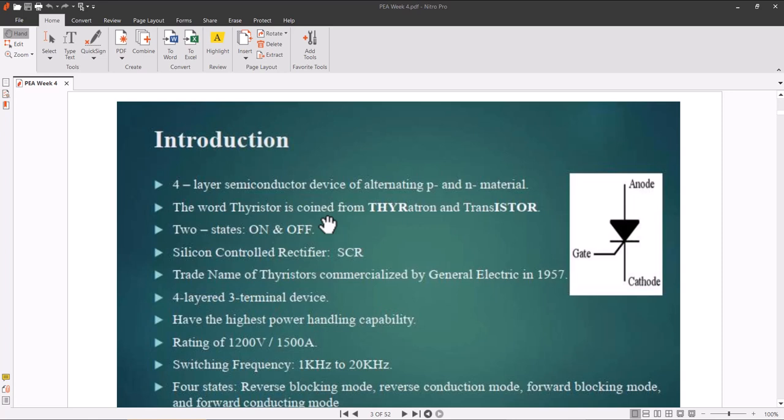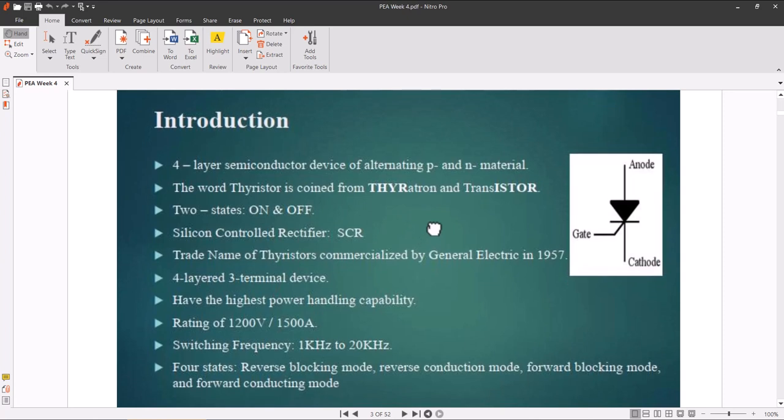The word thyristor is coined from thyratron and transistor. There are two states, on and off, so it will be used as a switch. Its other name is silicon controlled rectifier, and thyristor is the trade name commercialized by General Electric in 1957. It is a four-layered, three-terminal device: anode, cathode and gate. It has the highest power handling capability, with a rating of 1200 volts / 1500 ampere. Its switching frequency ranges from 1 kHz to 20 kHz.